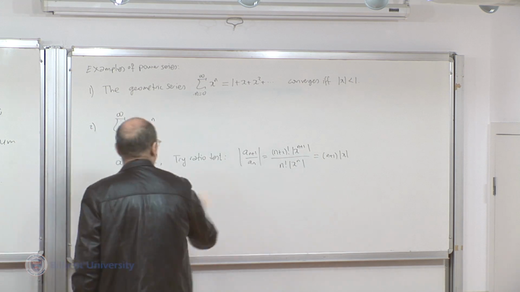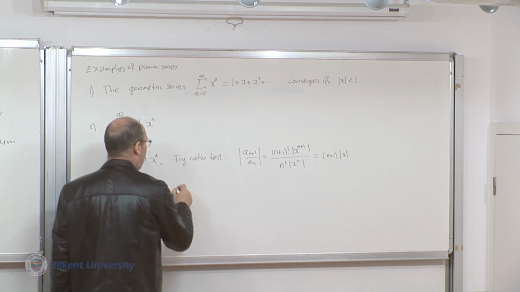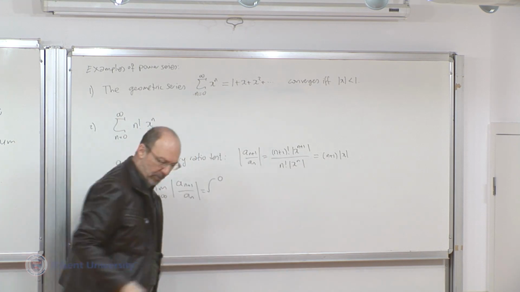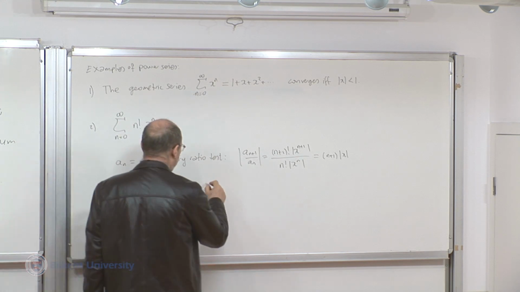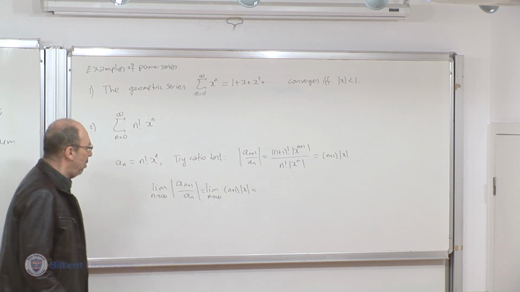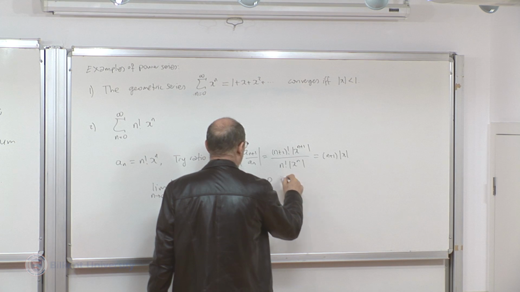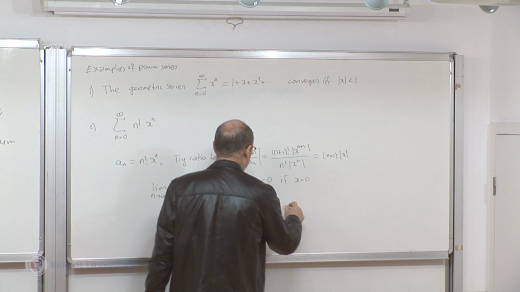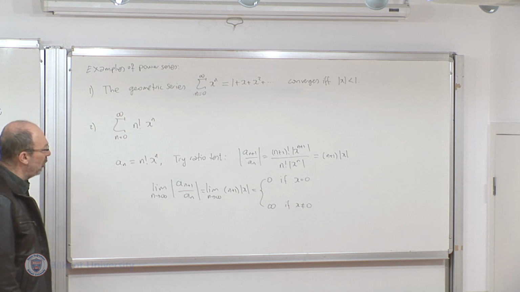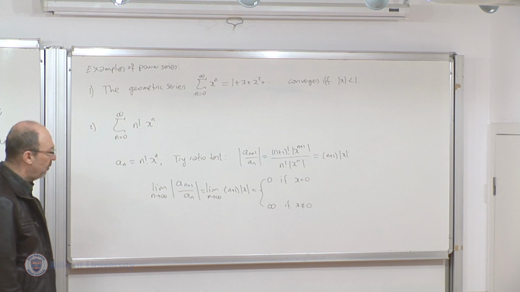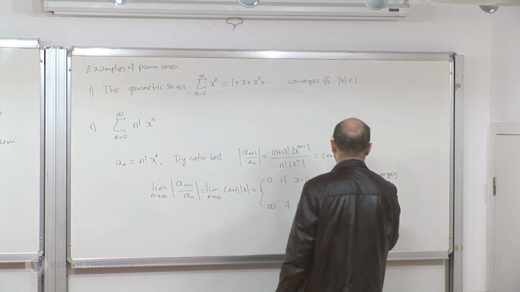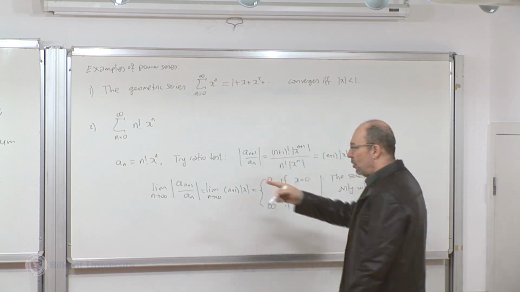So we are interested in the limit as n goes to infinity of a_(n+1) over a_n, which is the limit of (n plus 1) times absolute value of x. If x equals 0, the limit is 0, and the limit is infinite if x is different than 0. So the series will converge if the limit is less than 1, and that occurs only at one point. So the series converges only when x equals 0. That's the trivial case there.